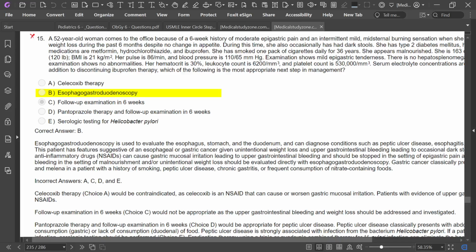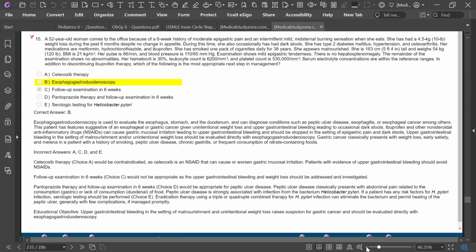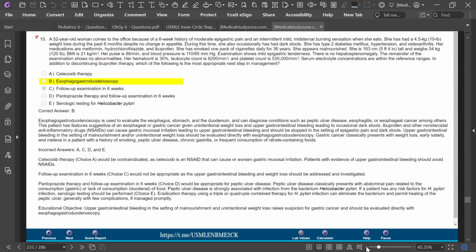Esophagogastroduodenoscopy is used to evaluate the esophagus, stomach, and the duodenum, and can diagnose peptic ulcer disease, esophagitis, and esophageal cancer, among others.